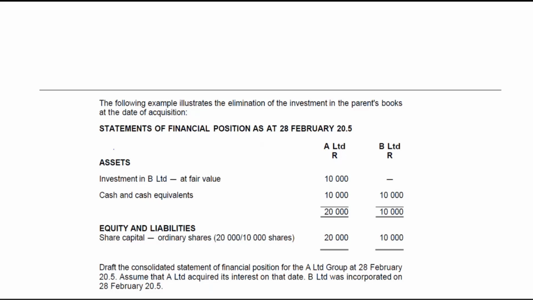Bear that in mind. There will be questions whereby you see that it's partially owned. In other words, A doesn't have 100% ownership. A maybe has 80% ownership. So in that case, the investment in B will be 8,000, and then share capital of B will be 10,000, to tell you that A Limited just has 80% shareholding or 80% control of B Limited.